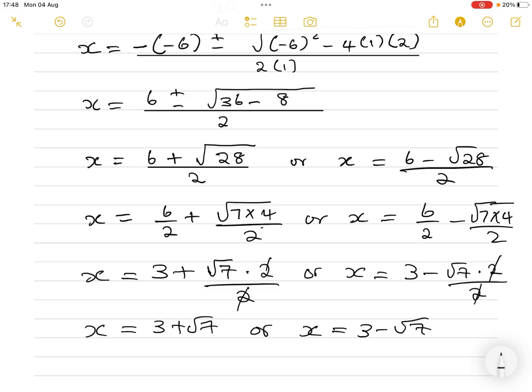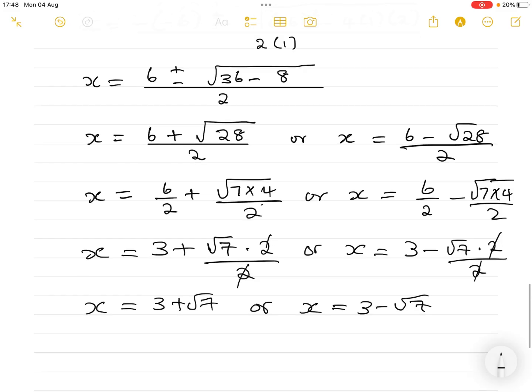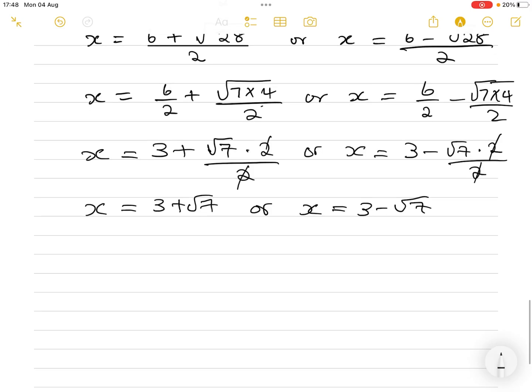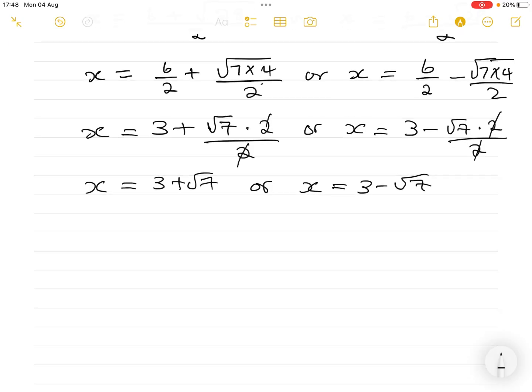The question is, did we answer the question? Unfortunately, the answer is no. Why not? It's because we have not yet left the answer correct to decimal places. So if you leave your answer like this, you won't get the final mark, because the final mark requires you to leave this in decimals, and they said correct to decimal places.